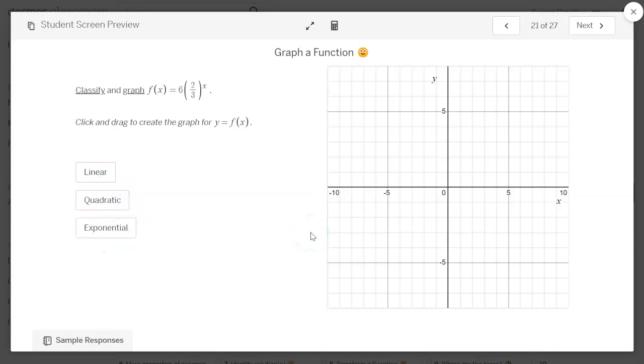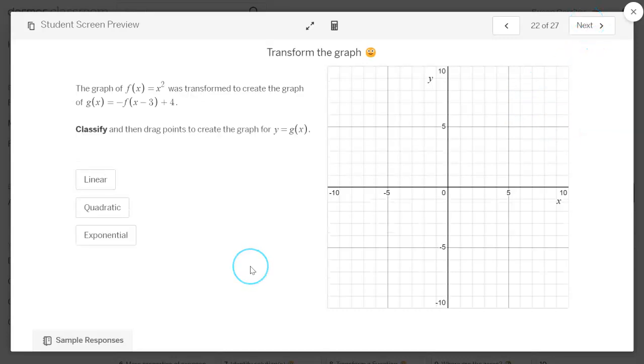Once they've chosen that, some points will pop up in the graph and they will click and drag on those points to create a graph to fit the function. It will let them know when it is correct. The graph of this function is transformed to create the graph of this function. Classify the function by clicking one of these buttons, and then you will click and drag in the graph to create a graph to fit g of x.